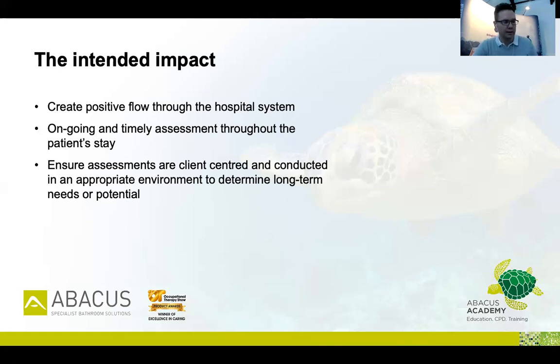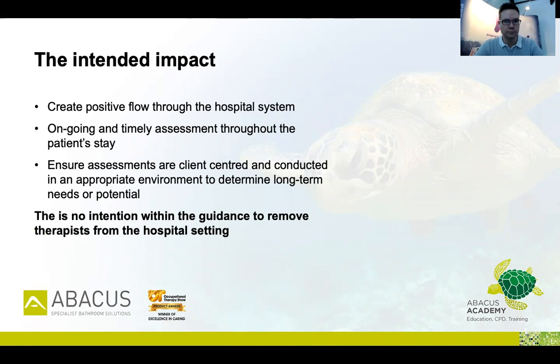So just to reinforce that, discharge to assess is a process and not a single leap, or often a perceived push, from a medical optimization to home or community. That's not what it's intended to be. And we'll come back to all this later when we put that in the mix with what our job actually is. Yeah, so there is no intention within the guidance to remove therapists from the hospital setting. It's a myth.